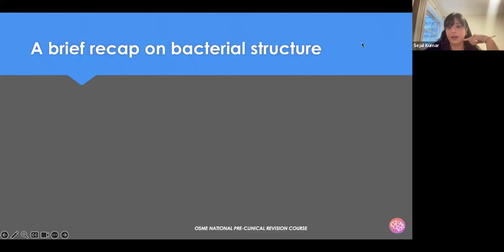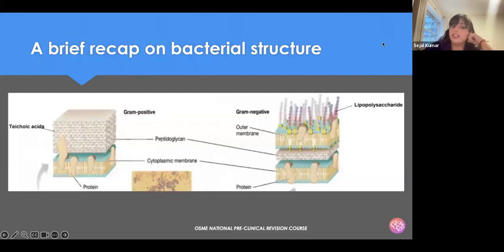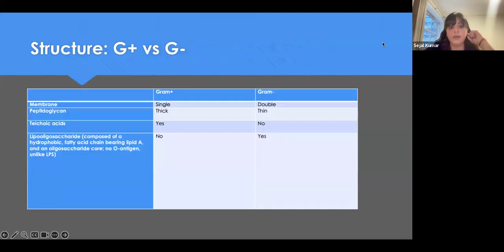So just a brief recap on bacterial structure. This diagram I think is a really nice, concise way of showing the structure of a gram-positive bacterium and a gram-negative one. I think it's quite important to have a simple diagram in mind for the exam as well, because it saves you a lot of words if you just draw it out, and it's easier for the examiners as well. So you can come back to this because these slides are uploaded, but this is basically the different structures of gram-positive and gram-negative. And then this table is going into a little bit more detail.